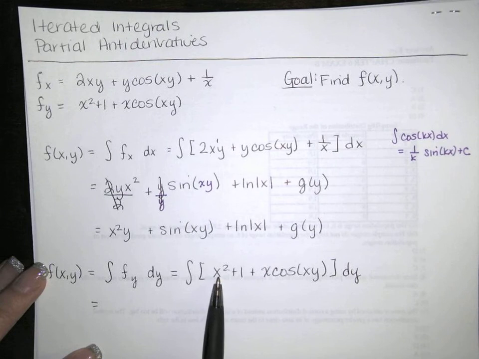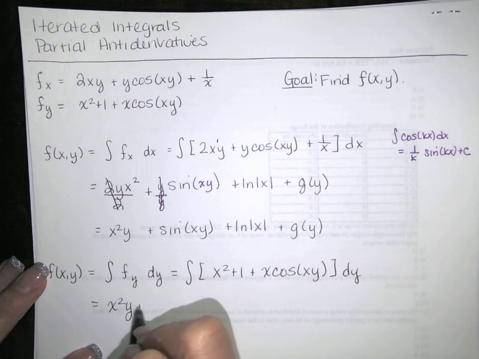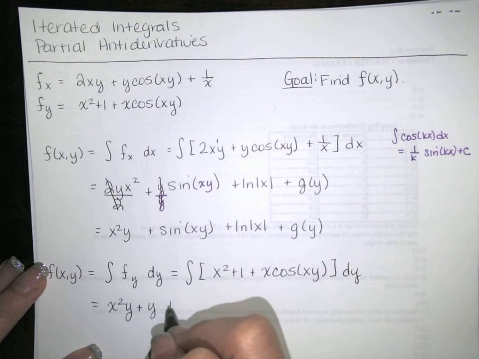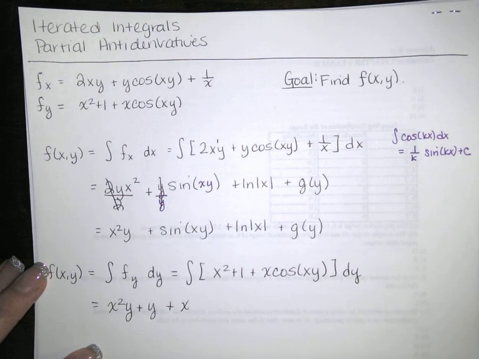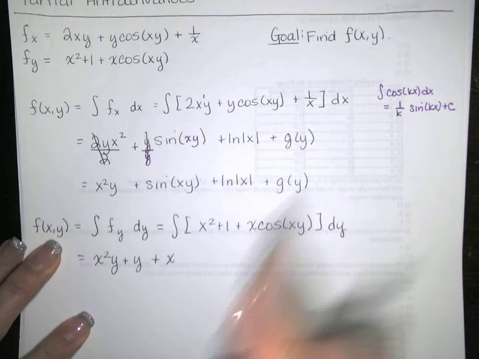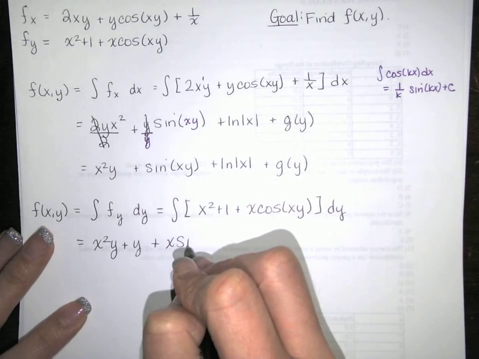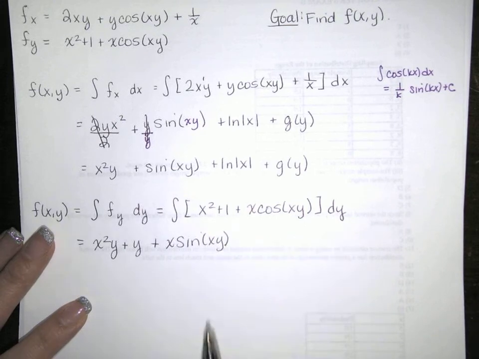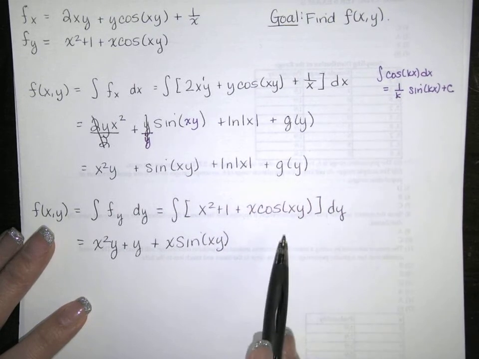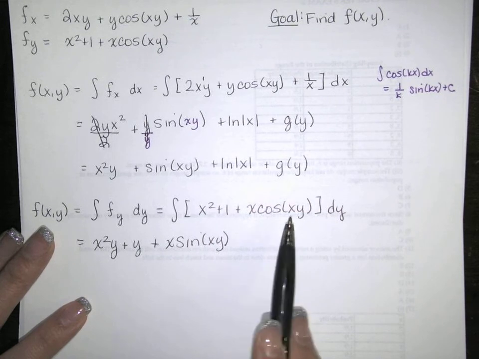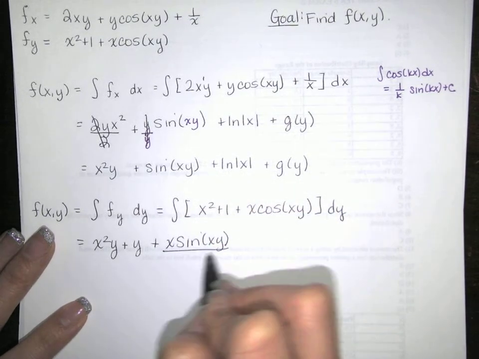The antiderivative of this x squared, which is constant with respect to y, is a constant times y. 1 is constant. The antiderivative of 1 with respect to y is y. The x is constant with respect to y, so we bring that down. And then we use this rule again. The antiderivative of cosine of xy is sine of xy, but we have to divide by that constant. Now this time our variable is y and x is being treated as a constant, so we have to divide by the x.